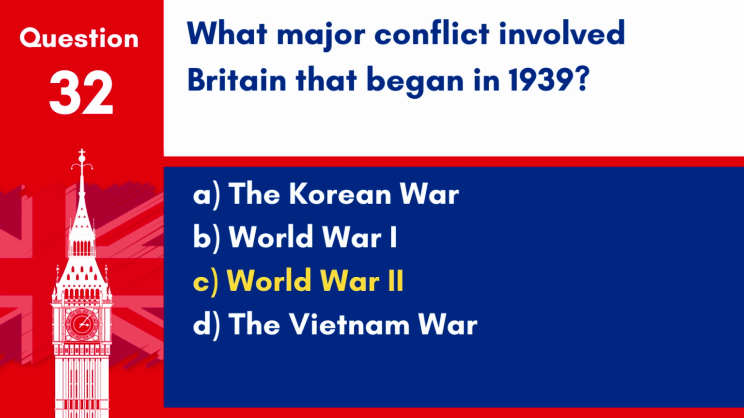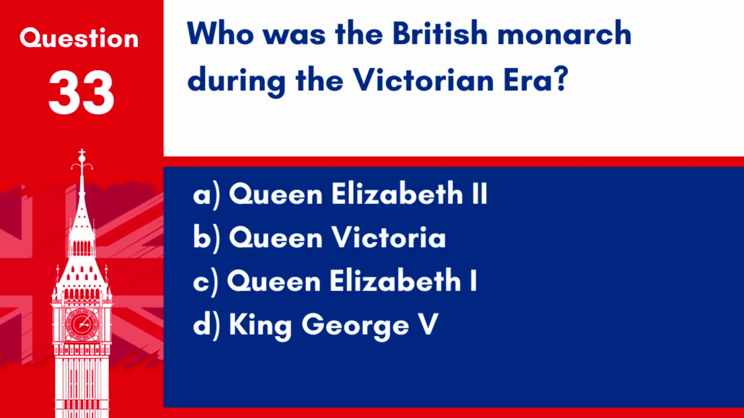Answer: C. World War II. World War II, involving Britain, began in 1939. Question 33. Who was the British monarch during the Victorian era? A. Queen Elizabeth II. B. Queen Victoria. C. Queen Elizabeth I. D. King George V.